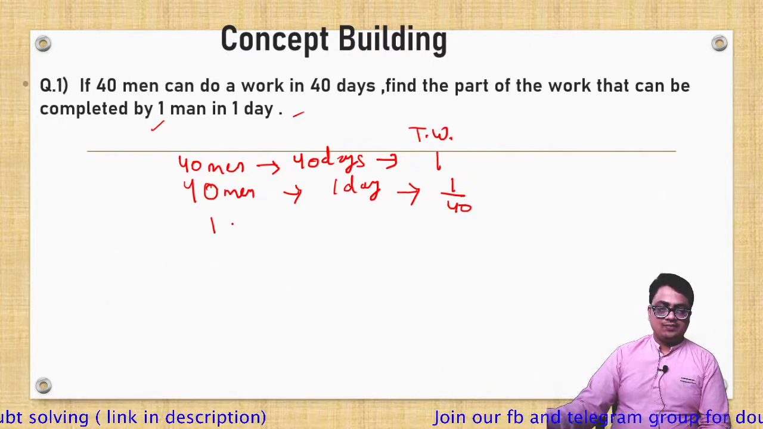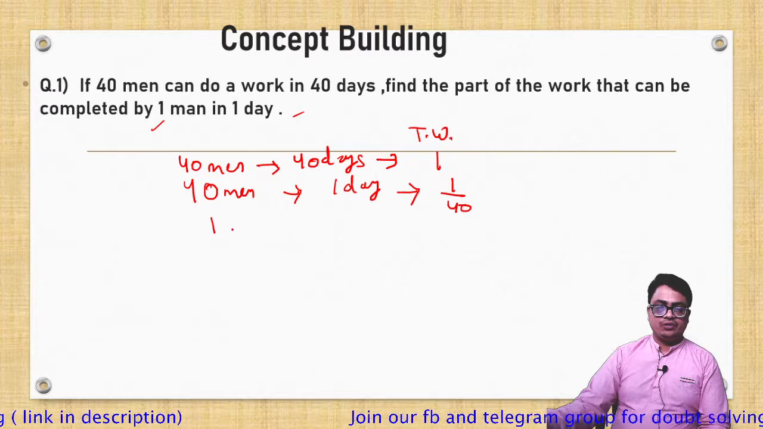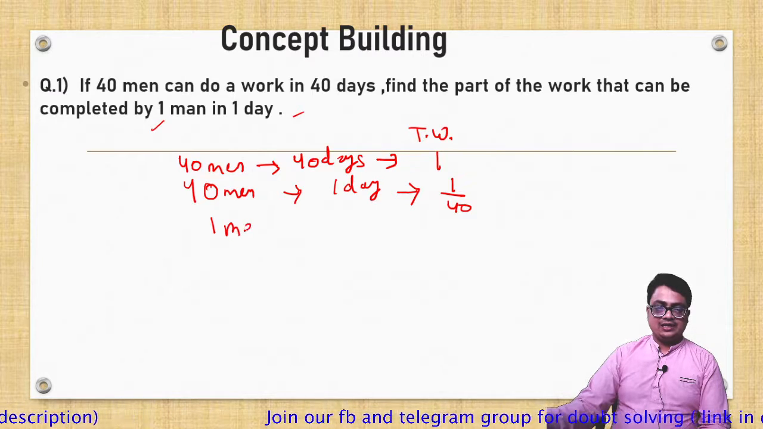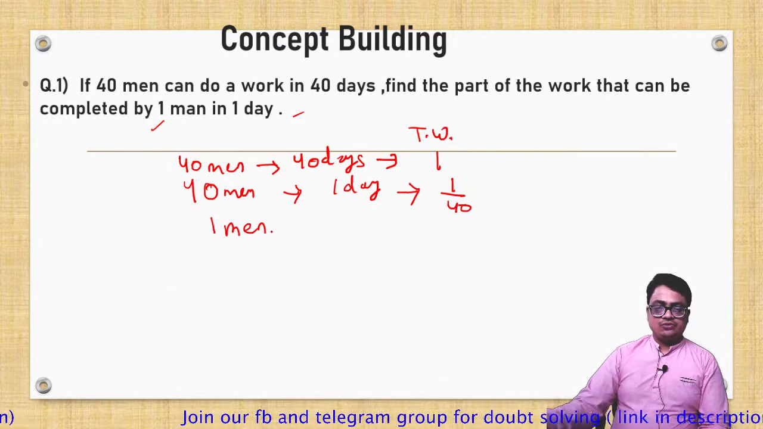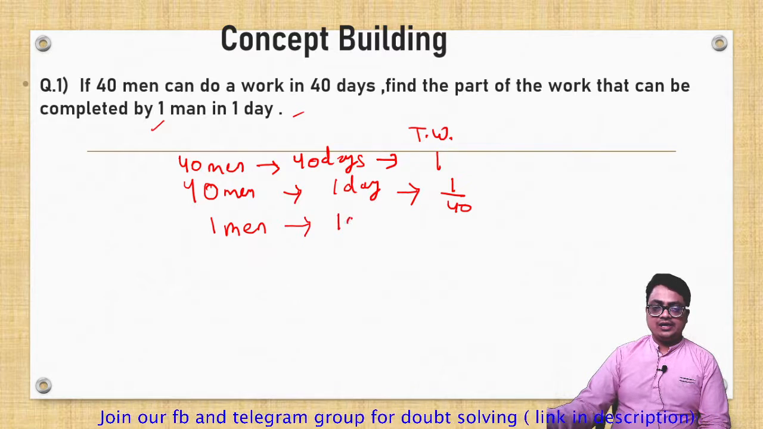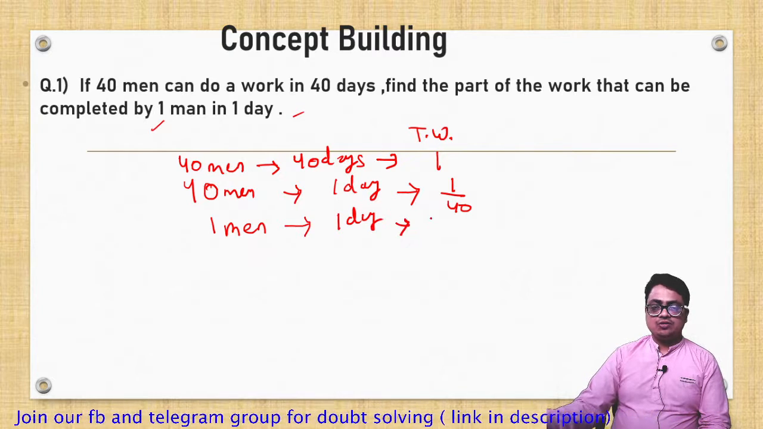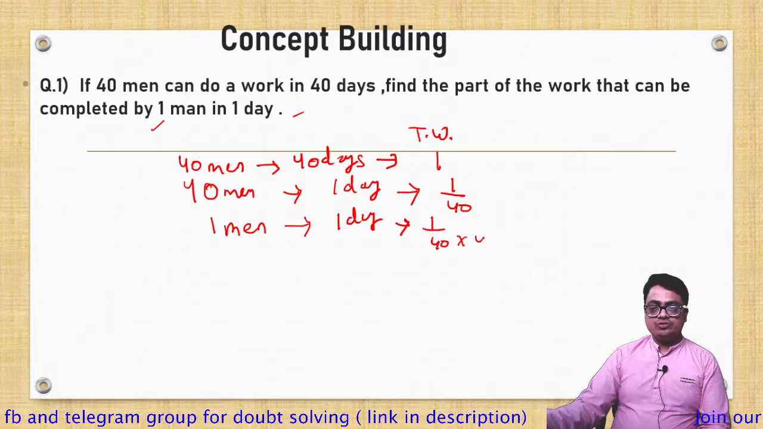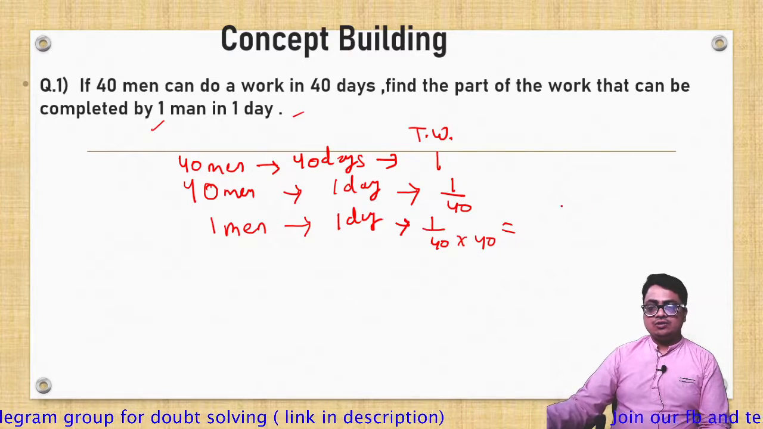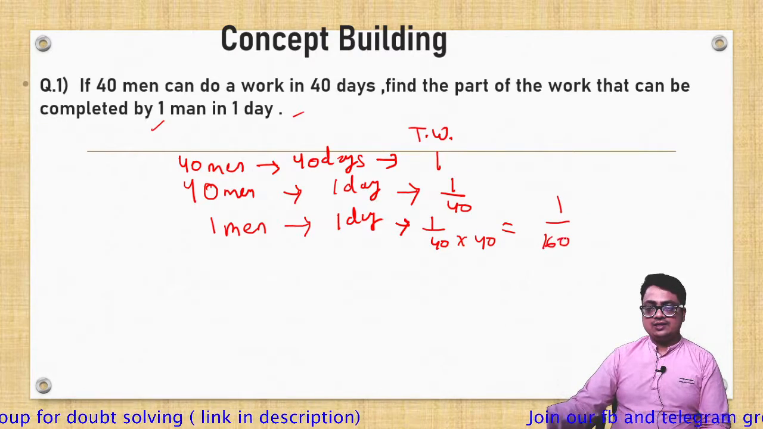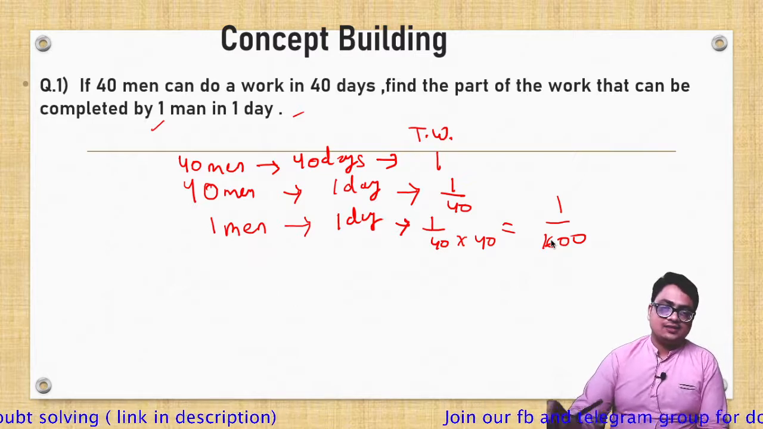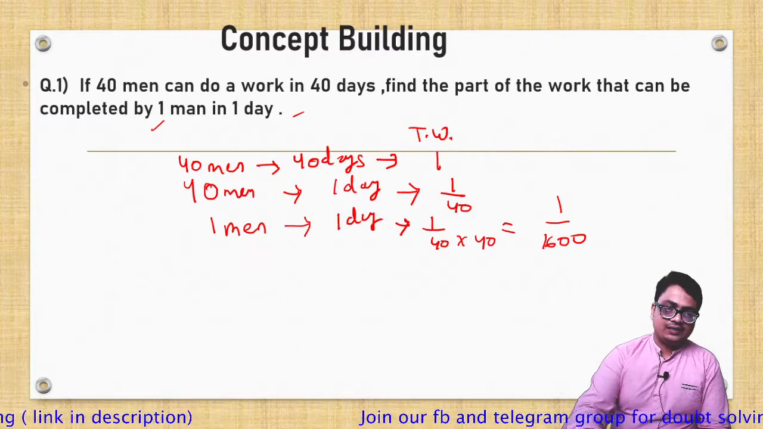Now 40 men are doing 1/40 of the work in 1 day. See how much work will be done by 1 man in 1 day. This will be nothing but 1 by 40 into 40, which is 1 by 1600. Hope you got this. Let us move ahead.